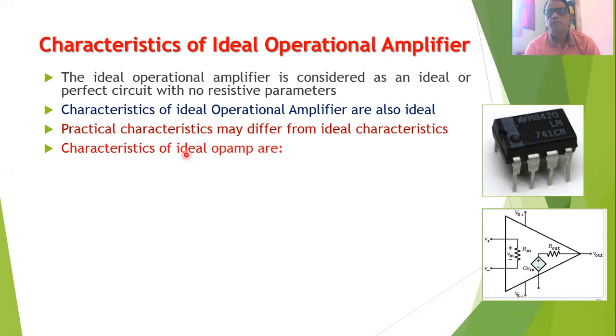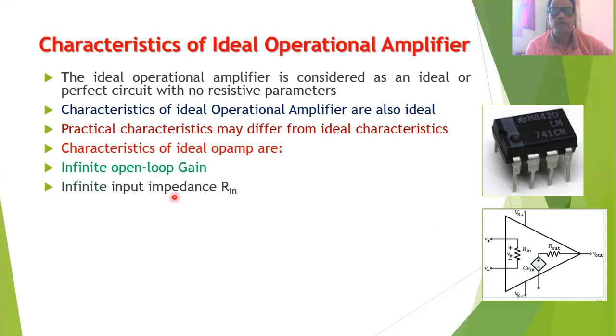But while designing the operational amplifier, we need to keep some goals, and these goals are decided as per the characteristics of the ideal operational amplifier. So these characteristics are: the ideal operational amplifier will have infinite open loop gain. It will have infinite input resistance. In case of the ideal operational amplifier, there will be zero input offset voltage.